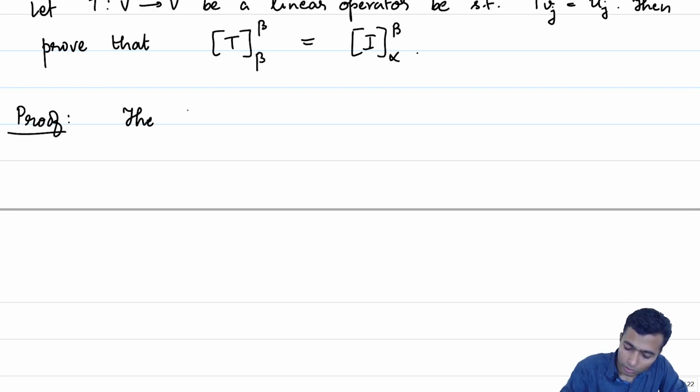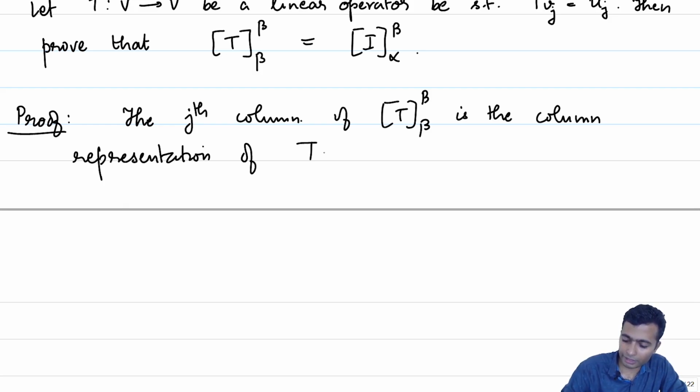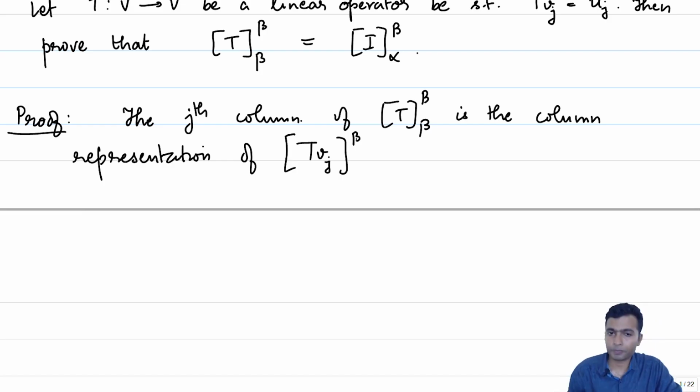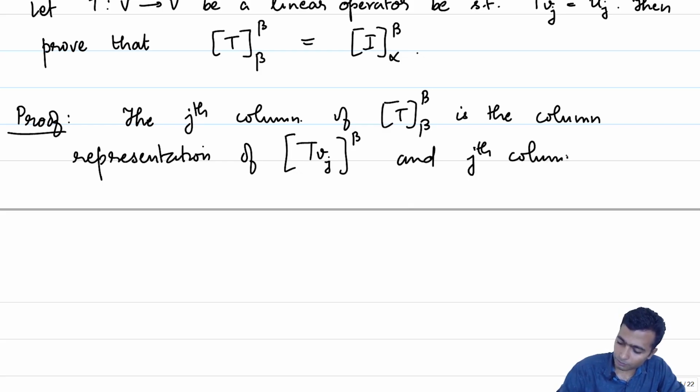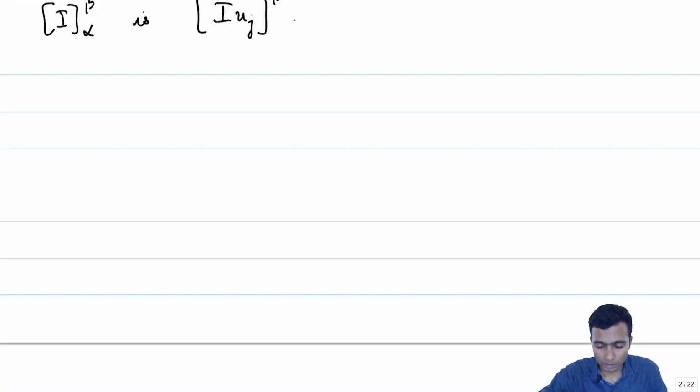So the jth column of T beta beta is the column representation of the jth vector in beta, which is T of the jth vector in beta, which is T Vj, which is with respect to beta, and the jth column of I alpha beta is I of the jth vector in alpha, which is Uj, and this is with respect to beta. So let's see if these two columns are the same.